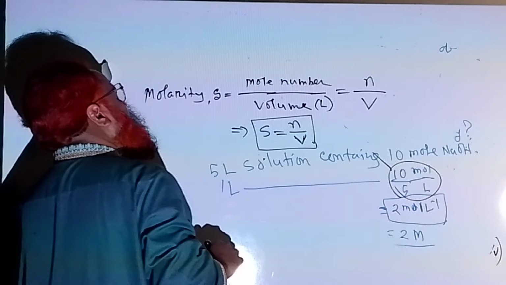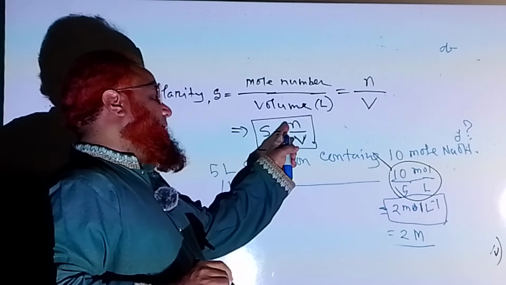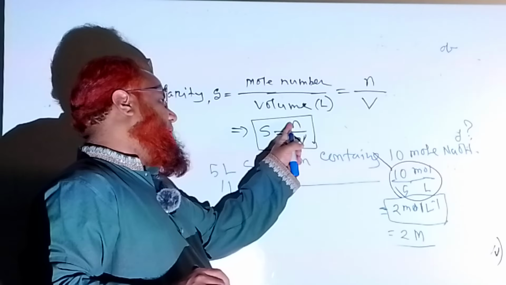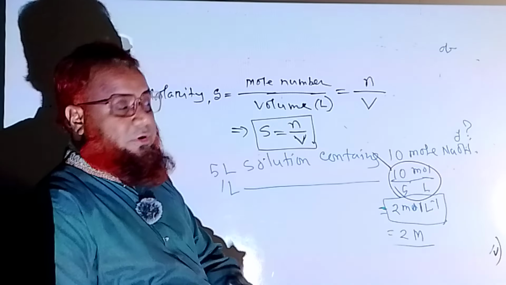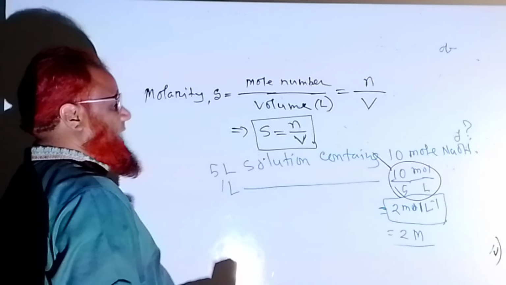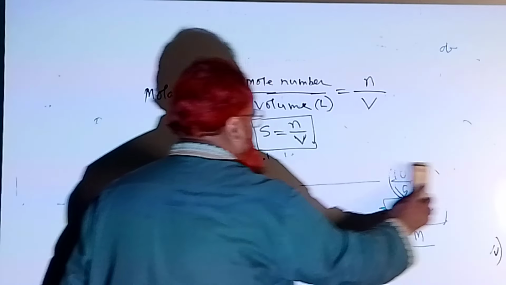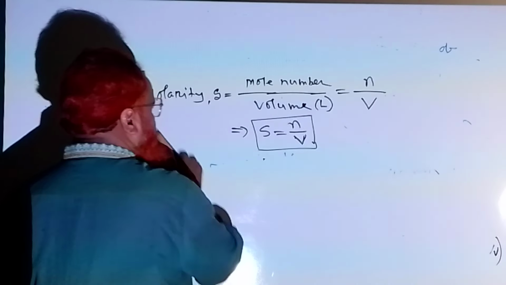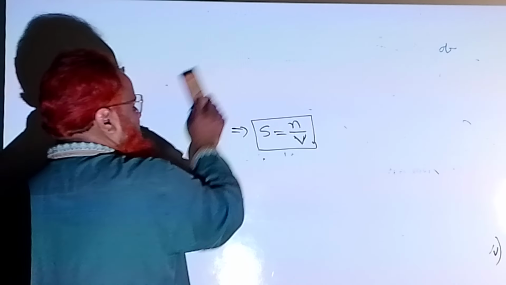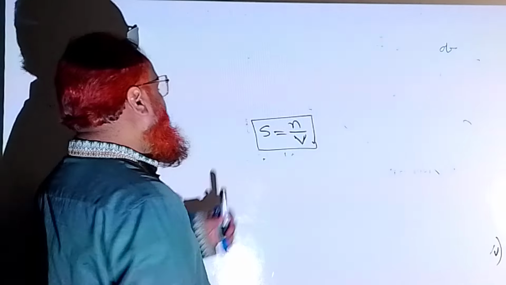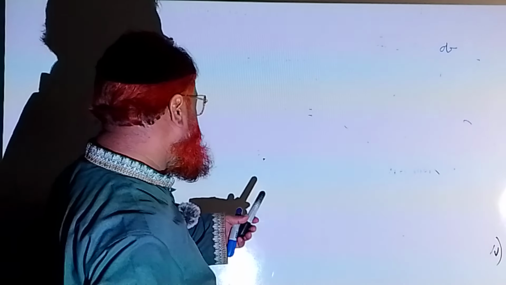Again, N by V. N is mole number, V is volume, and here volume V is present in liter unit. This is a very much usable formula. Okay.